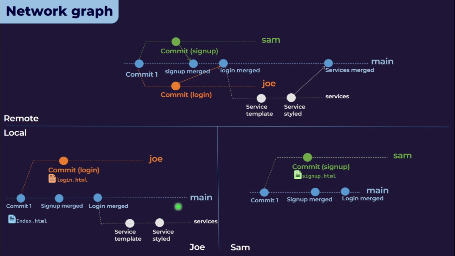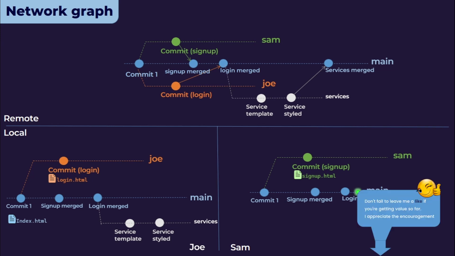Joe can go again and pull these changes from GitHub. So he's going to grab this services merge commit and place it on his main, so that he has the latest up-to-date code. And if Sam also pulls the changes from GitHub, he's going to grab this services merge commit and place it on his local main branch, so that he also has the latest up-to-date code.